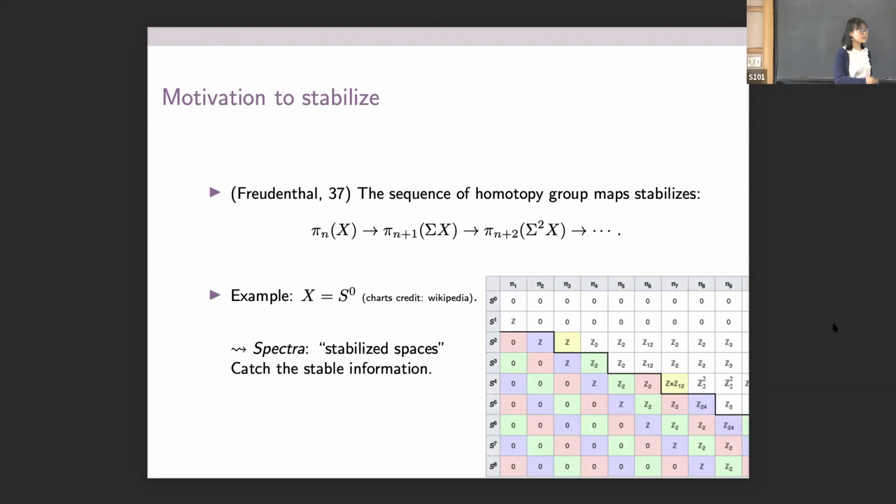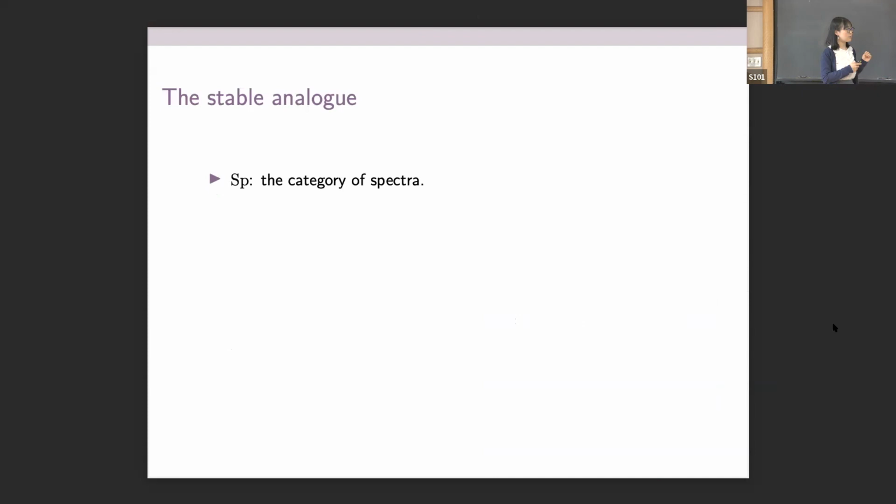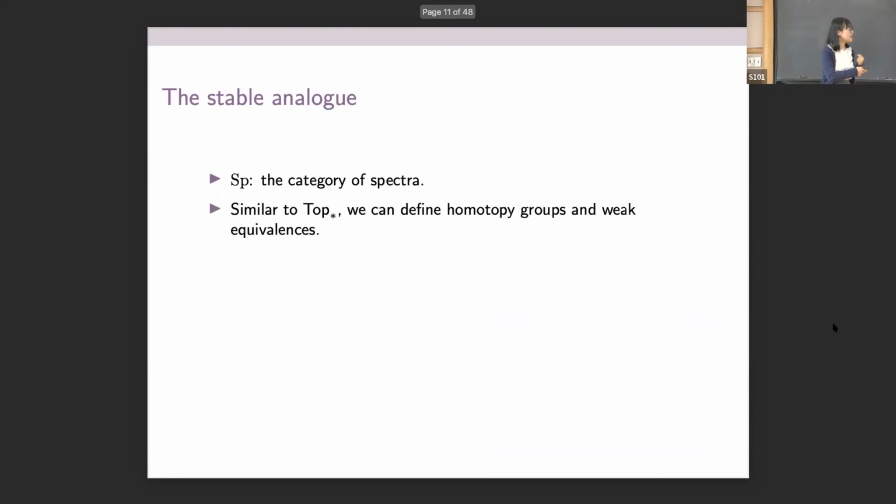So spectra in algebraic topology should be thought of as stabilized spaces. They catch the stable information, and in some sense they are better to work with compared to topological spaces. They are the stable objects, the objects of the stable category, the category of spectra. So here we have the stable category. We want to add in the description homotopy to that. So we do a similar thing.